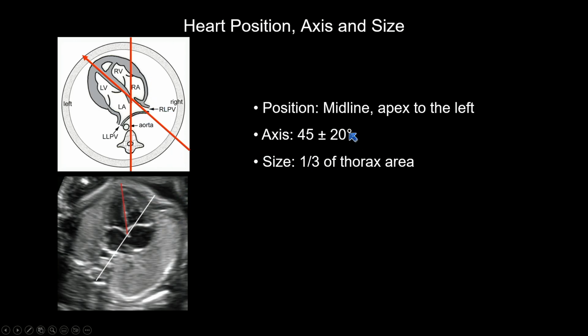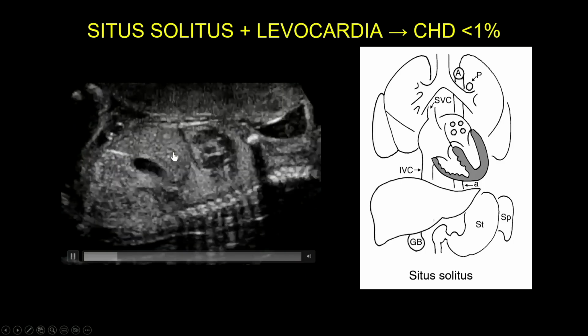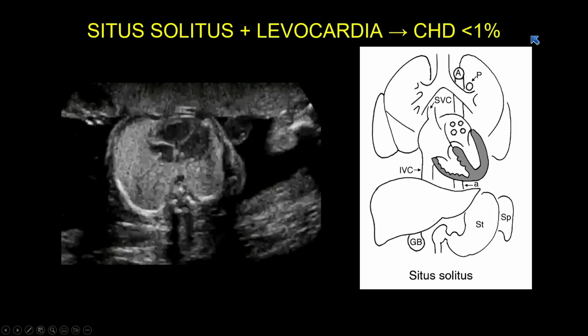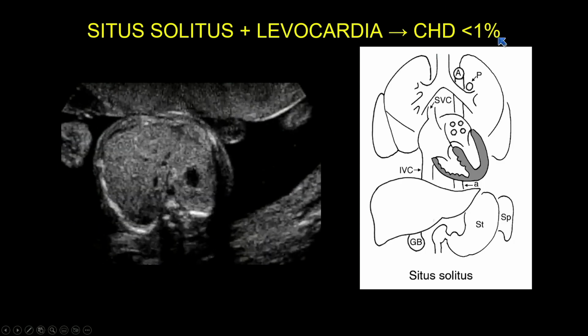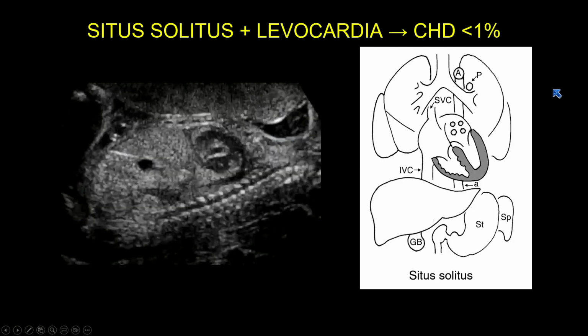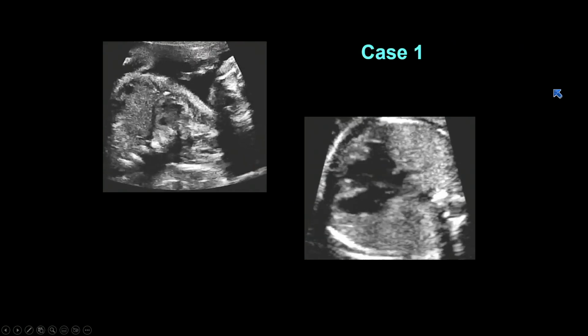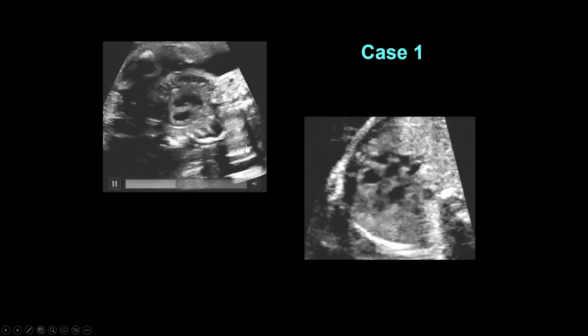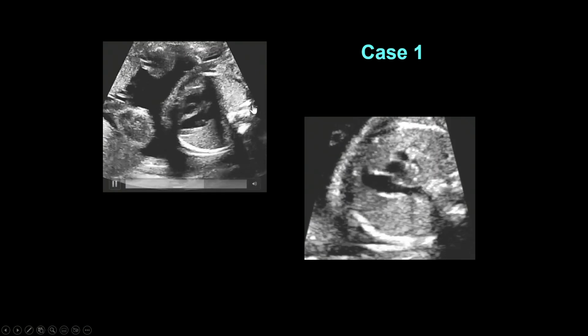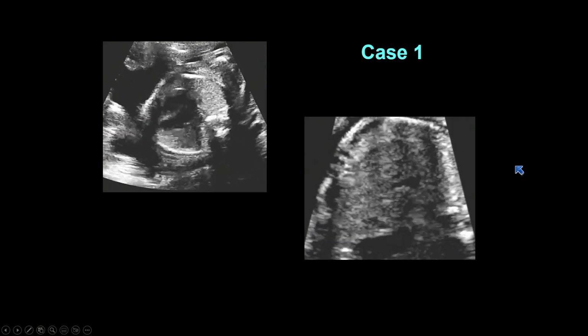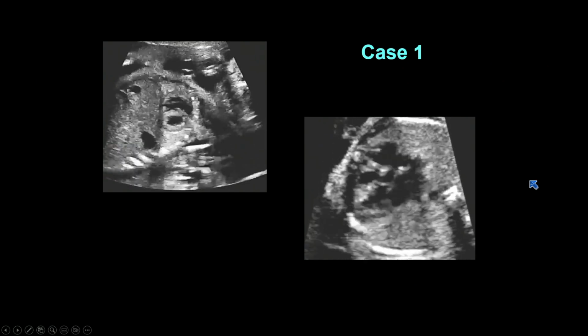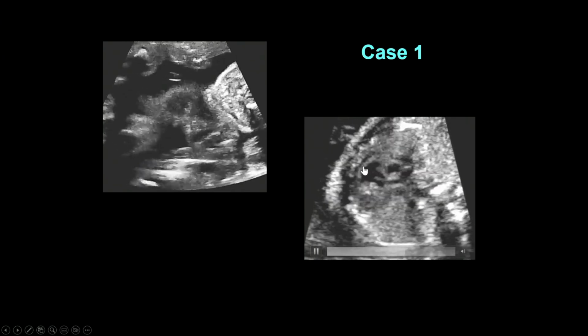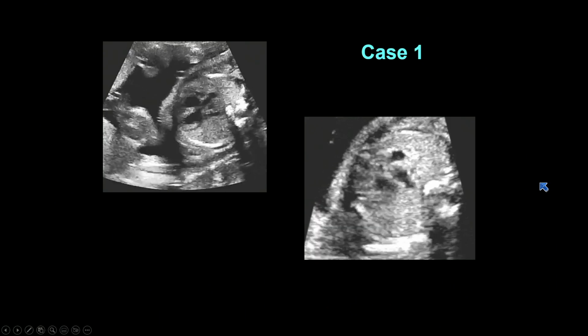So we look at what the heart axis is, and then we describe it as levocardia, mesocardia, dextrocardia, unless it's not in the right position, and then we describe it slightly differently. So, as I mentioned, levocardia with situs solitus, structural heart disease risk is less than 1%. So I'll show you a case. Same thing, head on the right, we turn clockwise, and it seems to be a structurally normal heart with nice crossing over of the great arteries.